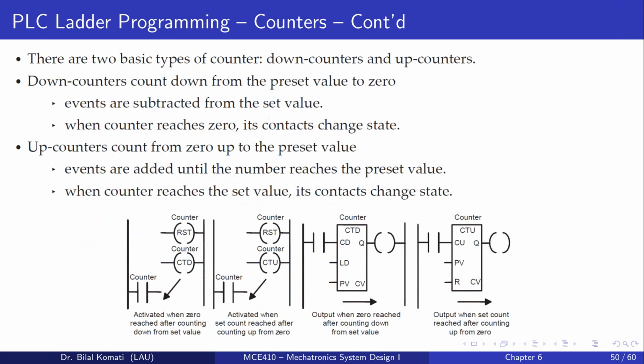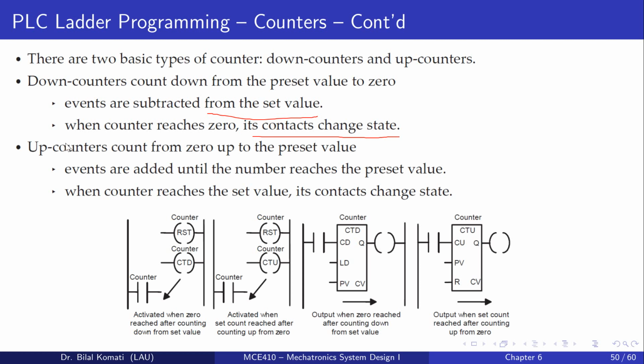And we have two types of counters: the down counters and the up counters. The down counters count down from the preset value to 0, so they count in the opposite way. The events are subtracted from the set value, and when the counter reaches 0, its contacts change state. The up counters count in the normal way, from 0 up to the preset value. The events are added until the number reaches the preset value, and when the counter reaches the set value, its contacts change state. So this is the main idea.